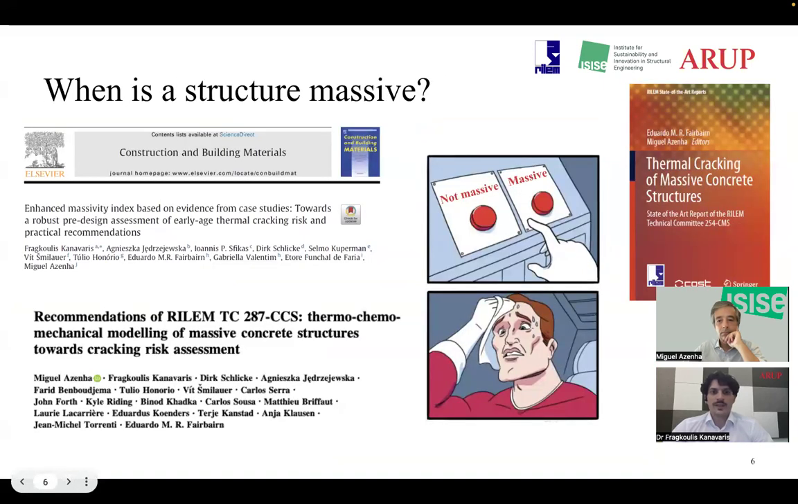For the rest of the presentation, we will assume that we're not dealing with massive concrete structures, but if we did, we have developed several good resources that would assist one to understand when a structure is a massive structure and how crack control should be approached, as massive structures do have their own peculiarities when it comes to controlling cracks and controlling temperatures.